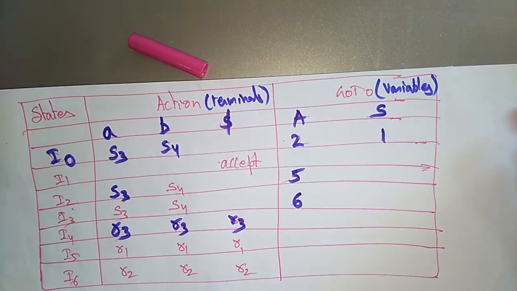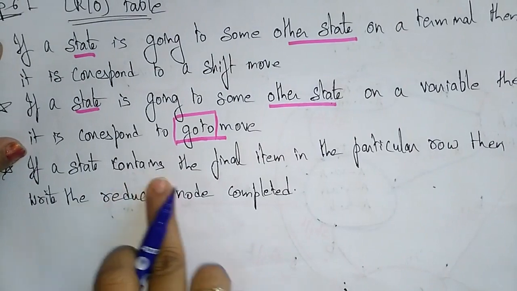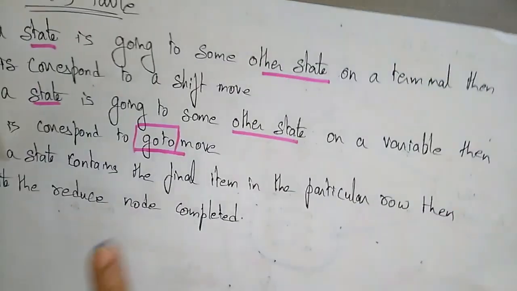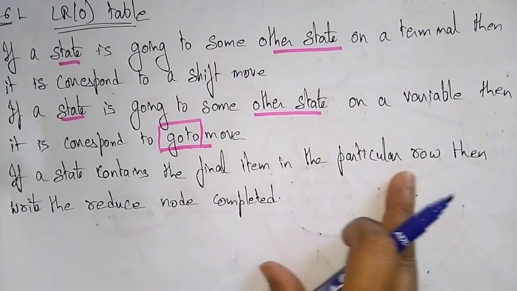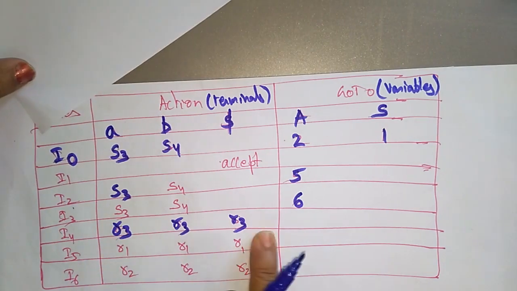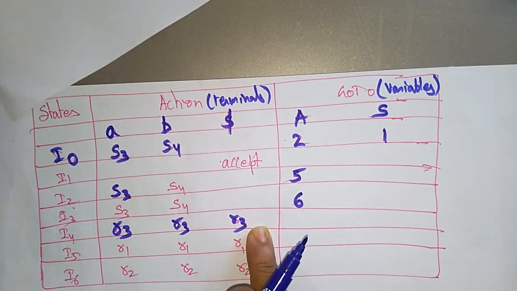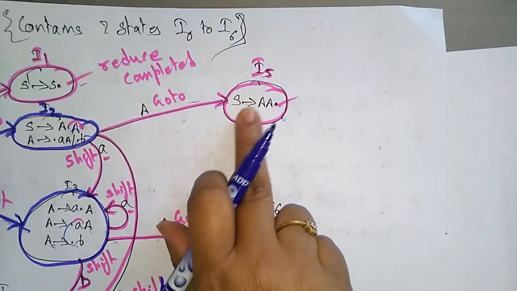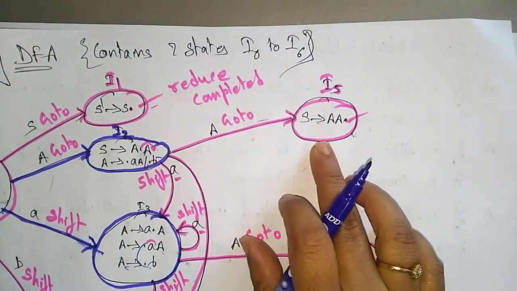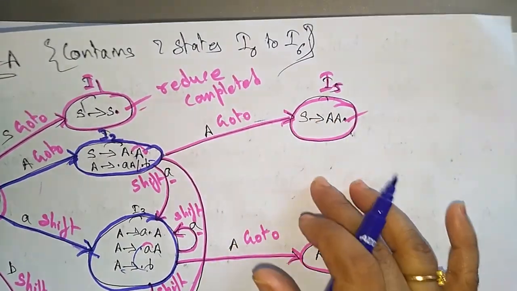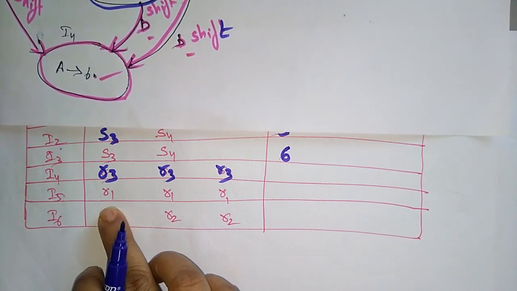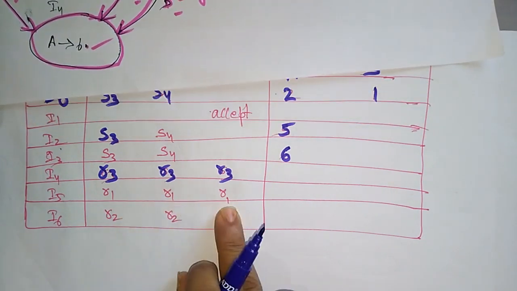According to our rule, if the state contains the final item, and here I4 contains the final item, then in the particular row you write the reduce move. So here you have to write the reduce move on the entire row. In the same way I5: there is no extra state present, so this is the last state, and you have to write the reduce move on I5. So you have to write R1, R1, R1.